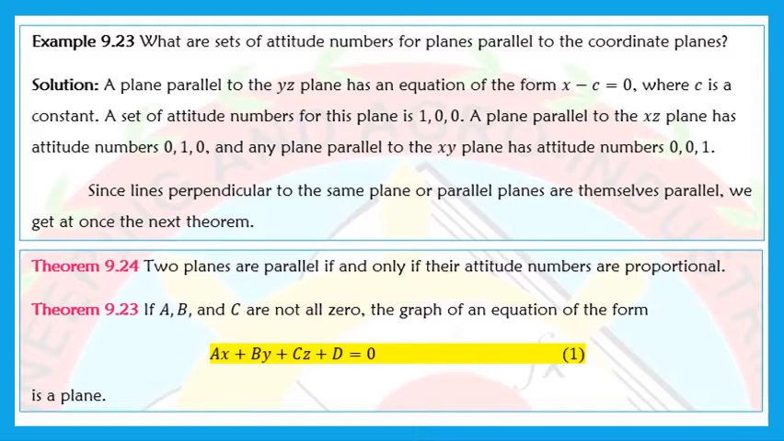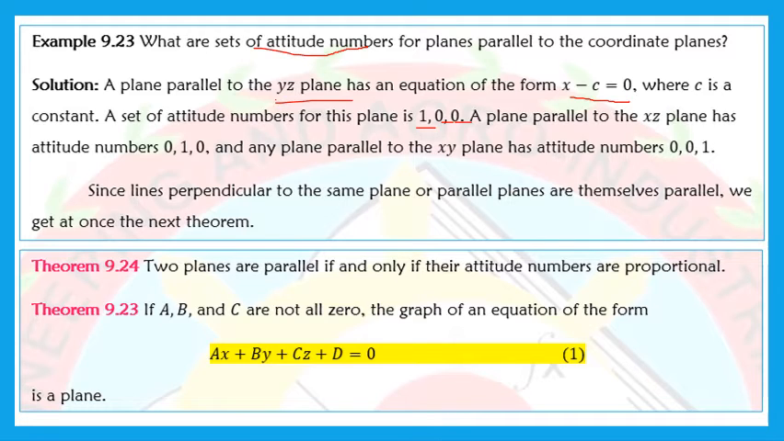For example, class, what are sets of attitude numbers for planes parallel to the coordinate planes? So, a plane parallel to the YZ plane, okay, has an equation of the form x minus c equals to 0. Diba? Kung YZ plane, ibig sabihin nun ayan ang value niya na x, where c is a constant. A set of attitude numbers for this plane is 1, 0, 0. Si x na value niya, si y, si z na 0, 0. So that's why sa YZ plane, yung set of attitude numbers yan na 1, 0, 0.